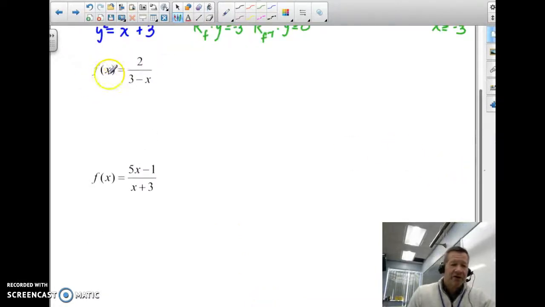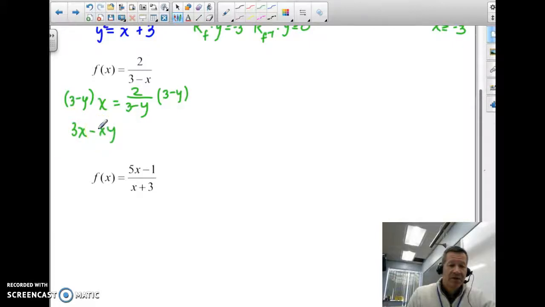Got two more here. So y equals 2 over 3 minus x. Let's switch x and y. So x is 2 over 3 minus y. Now, how do I solve this? Well, I got to get y by itself. Well, let's start by getting it out of the denominator by multiplying both sides of the equation by 3 minus y. So now I have 3x minus xy equals 2.